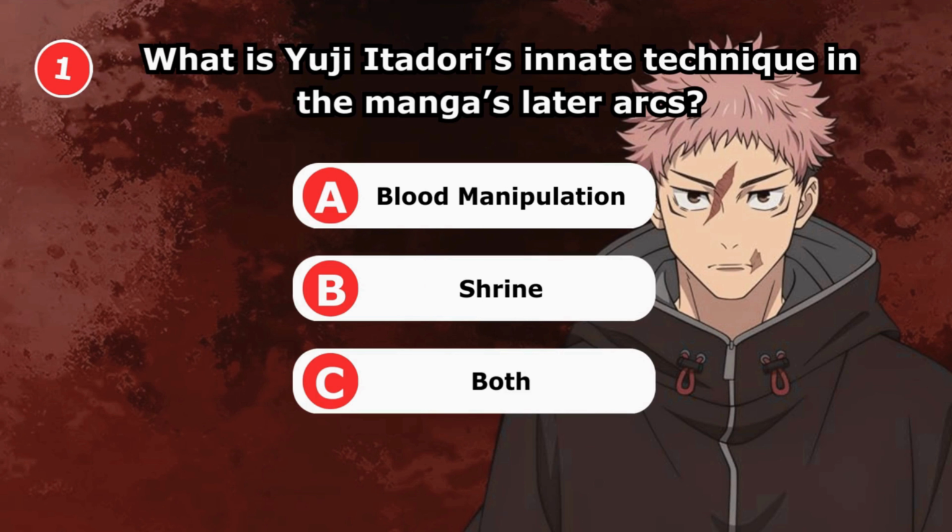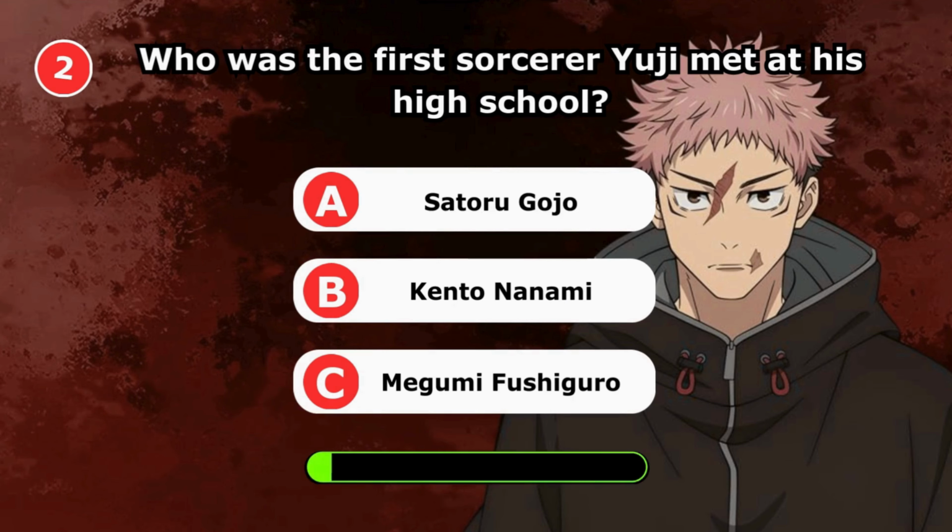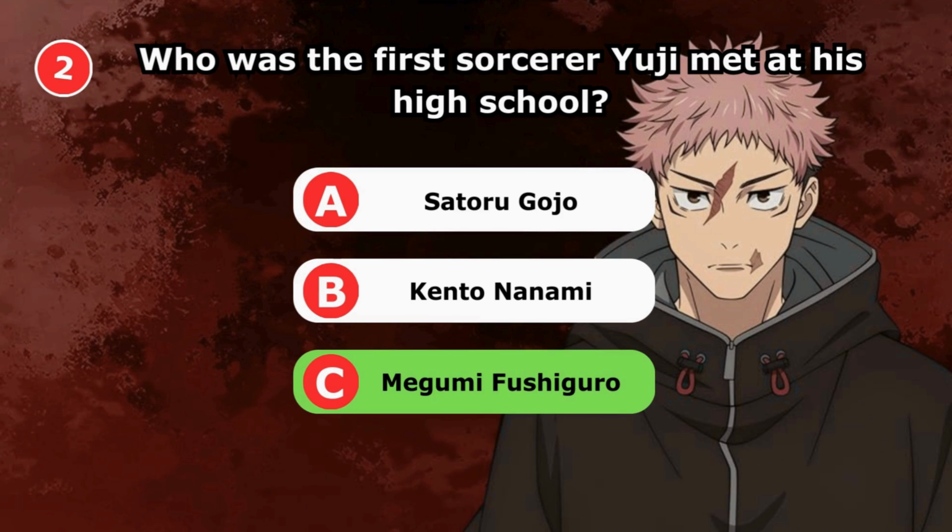What is Yuji Itadori's innate technique in the manga's later arcs? Both blood manipulation and shrine, two powers revealed much later in the story. Who was the first sorcerer Yuji met at his high school? Megumi Fushiguro, the serious sorcerer who first brought Yuji into the Jujutsu world.